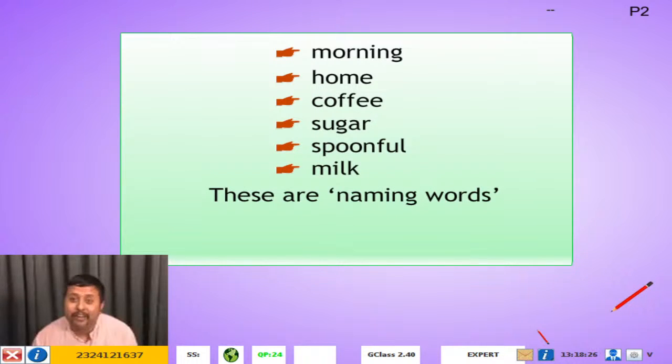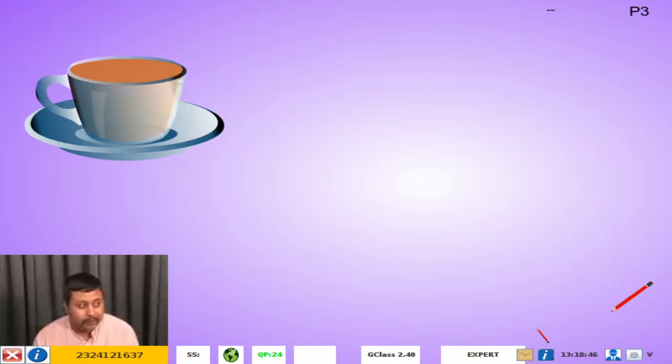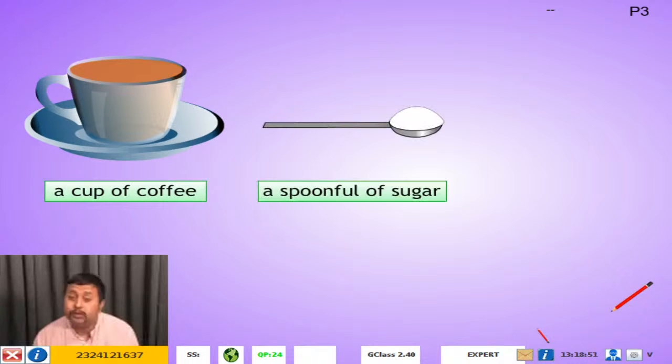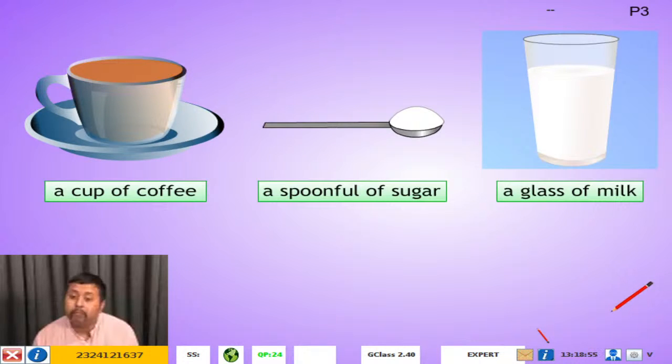These are naming words, isn't that right? You all know what naming words are called. Naming words are nouns. We all know that. But are we talking about nouns as naming words? Well, no. You all have learned that earlier, right? So we are learning a different aspect of nouns today. What's that? Let's see. It was a cup of coffee. Then we saw a spoonful of sugar and then a glass of milk.